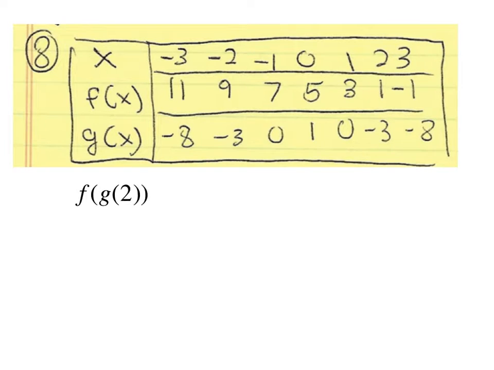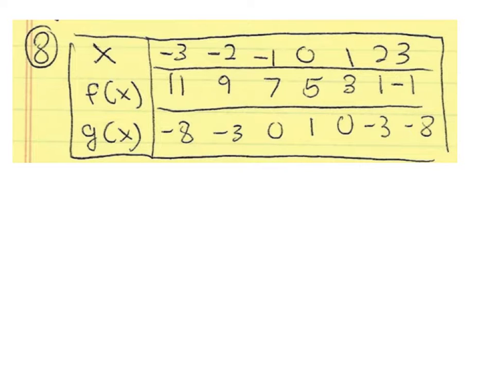The next example asks for f of g of 2. 2 is my input. The value of the function g at x equals 2 is negative 3. So I want to look at f of negative 3. F of negative 3 says the value of the function f at an input x of negative 3. So the answer there will be 11.